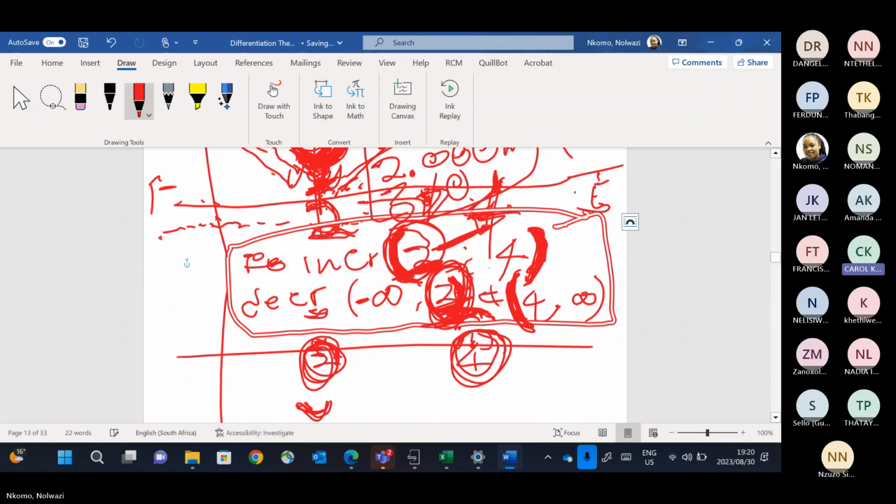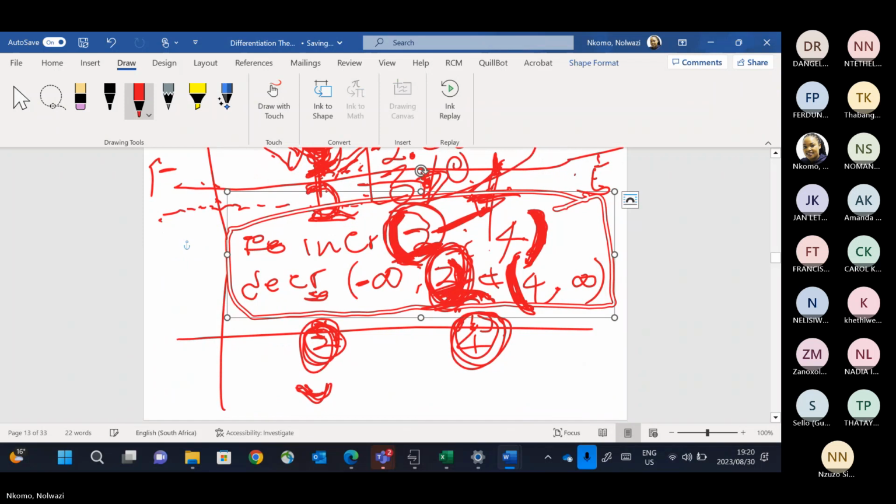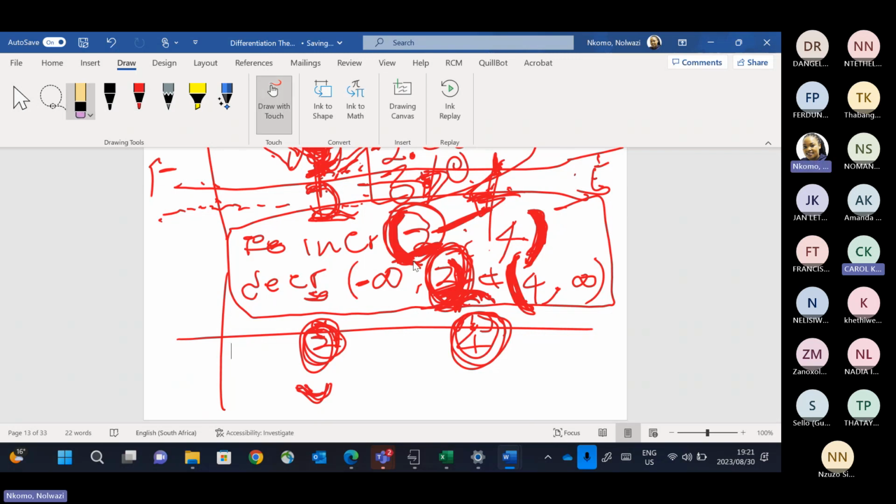Okay. No, I understand now. You sure? Yes, I can see now. I was reading the other way around, but I can see that it is decreasing even after 4. Okay. I'm glad it's fine now.